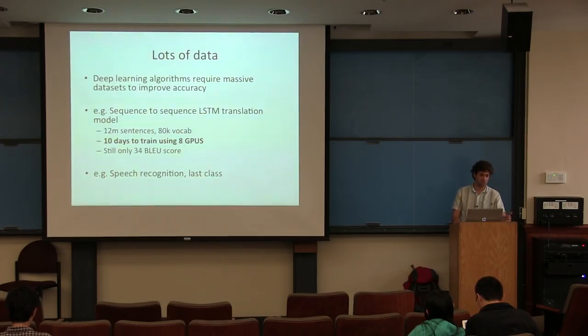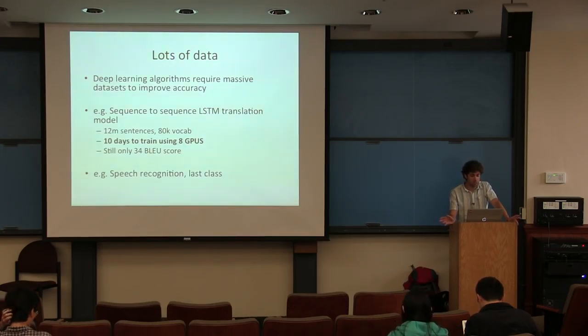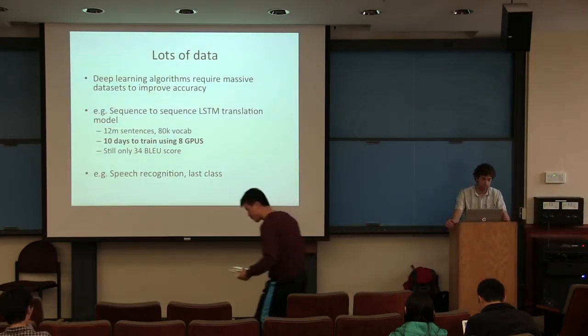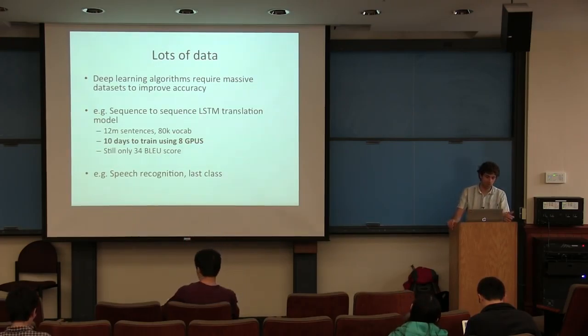There's all sorts of theoretical understanding, but in practice, you need a huge amount of data in order to achieve high accuracy. So we need to be able to train on large data sets, and that means having algorithms that run very quickly. Just as an example, we have the recent sequence-to-sequence LSTM translation paper. It was trained on a data set of 12 million sentences with an 80,000 word vocabulary. It took 10 days to train on 8 GPUs, and it's still not even state-of-the-art. I mean, human-engineered machine translation systems are still doing better.